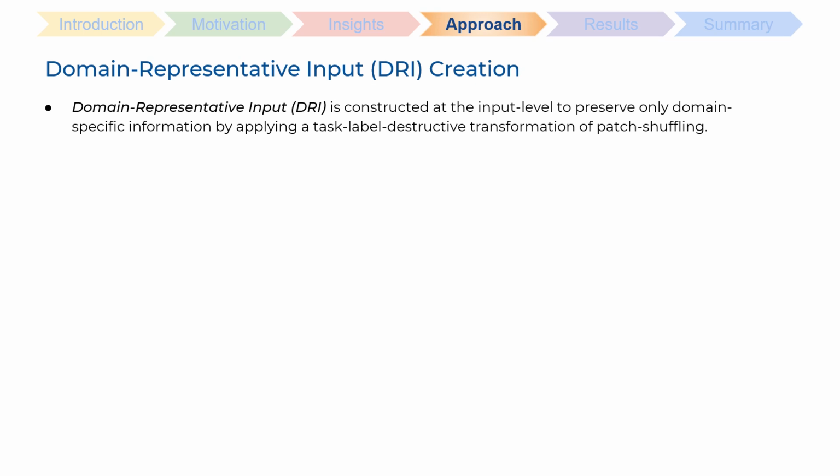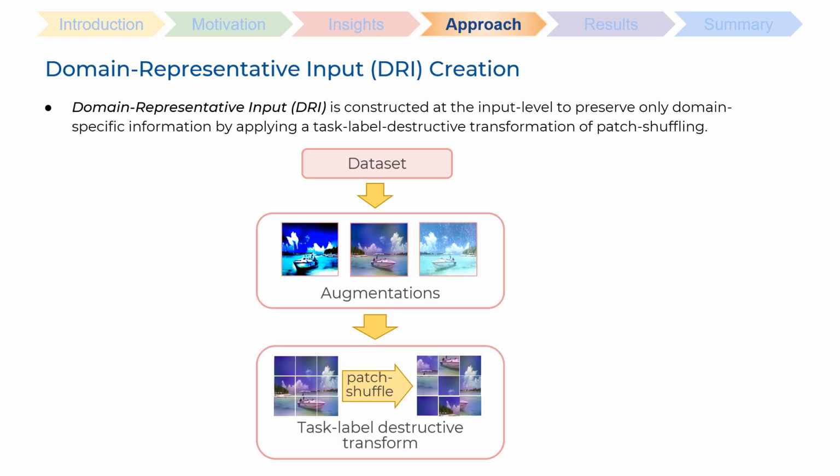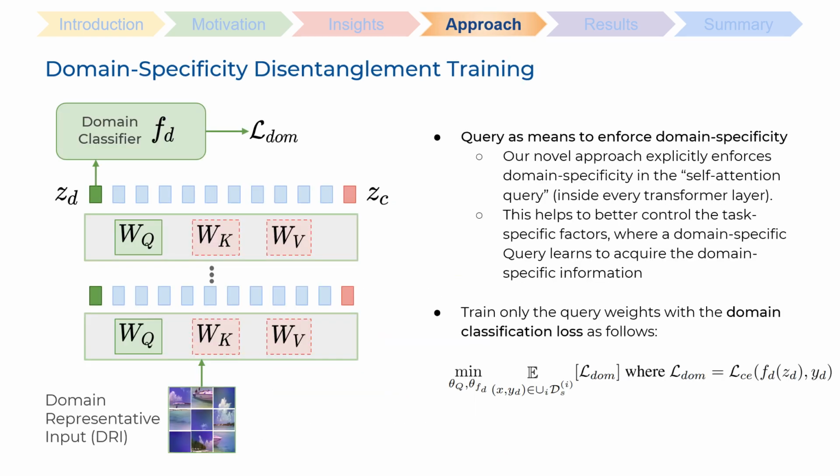The first step is the domain representative input, DRI, creation. For this, we take the dataset and create augmentations to simulate virtual domains. To preserve only the domain-specific information, we apply the task-labeled destructive transform of patch shuffling. Hence, DRIs are not a generic augmentation, but are mainly used to train the domain classifier to disentangle the domain-specific factors.